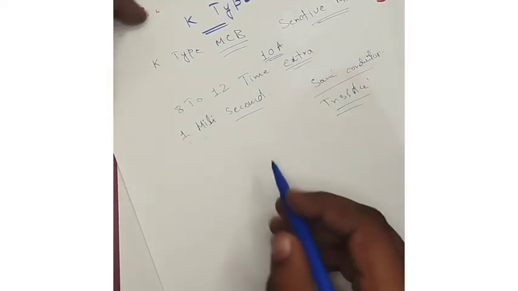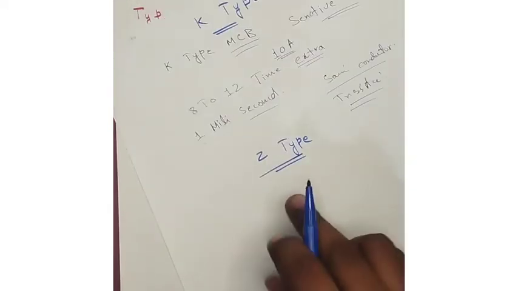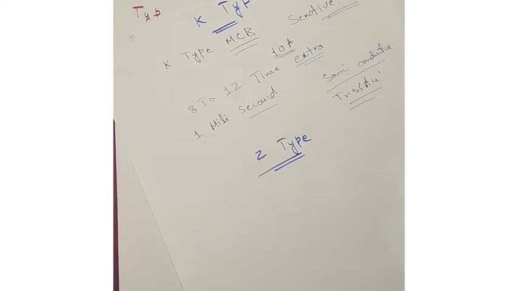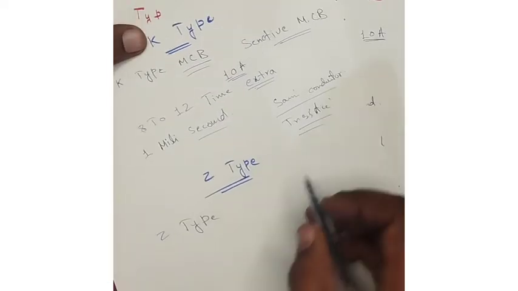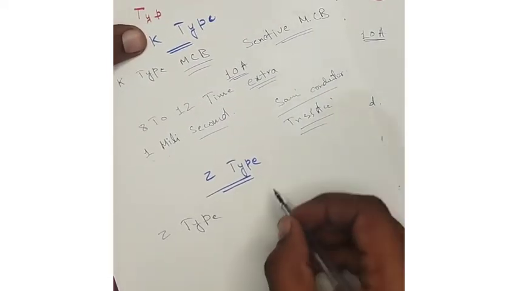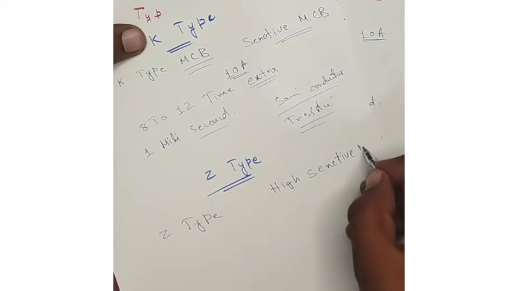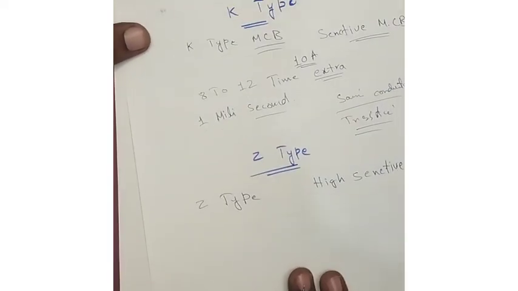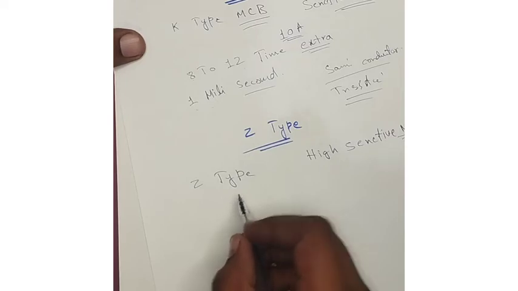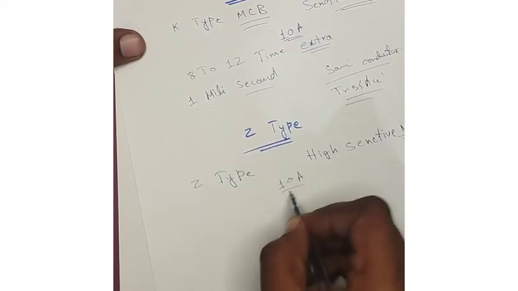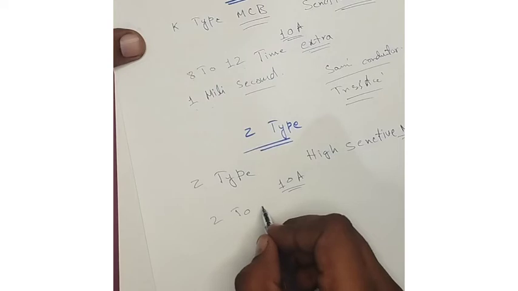Now we discuss the last type of MCB. This is called Z type. Friends, now we talk about the Z type MCB. This MCB is a high sensitive MCB. So friends, we will discuss the specification of the Z type MCB. If we have a 10 ampere rating Z type MCB, it will take 2 to 3 times extra.